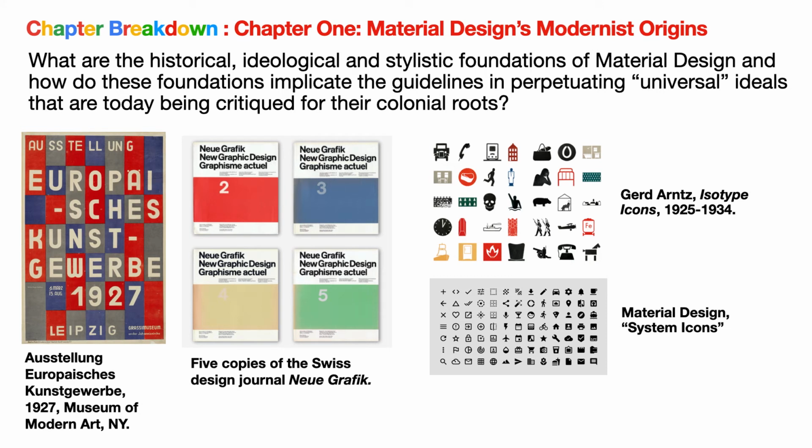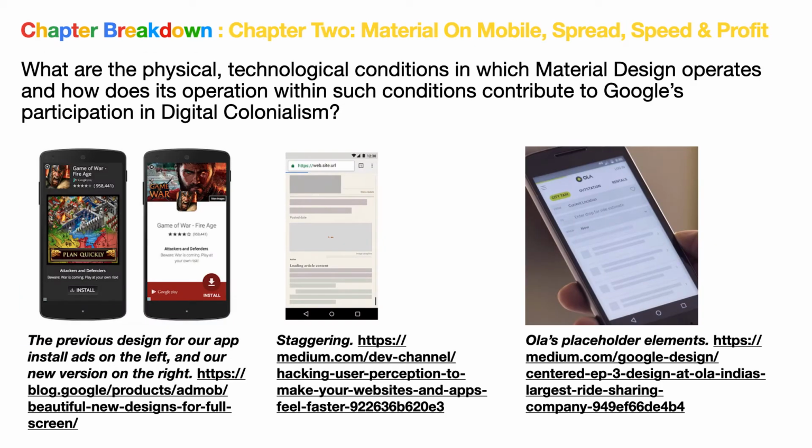These questions led me to form the three areas of inquiry I used to investigate Google and material design, which became my three chapters. First, I explored the connection between ideologies developed in mid-century modernism and their influence on material design. By exploring the modernist foundations of material design that underpin its development in aesthetics, it was possible to understand how the guidelines perpetuate universal ideals that are today being critiqued for their colonial roots.